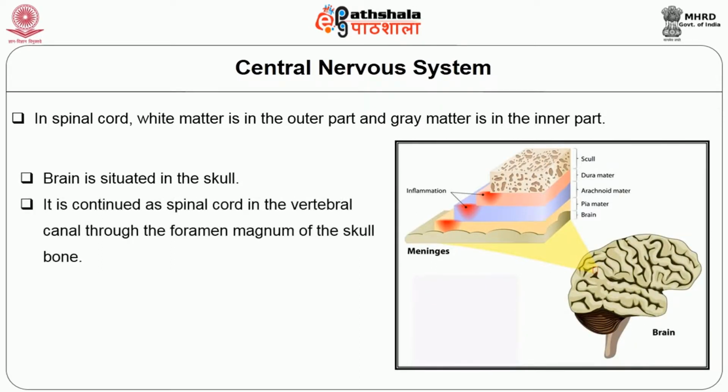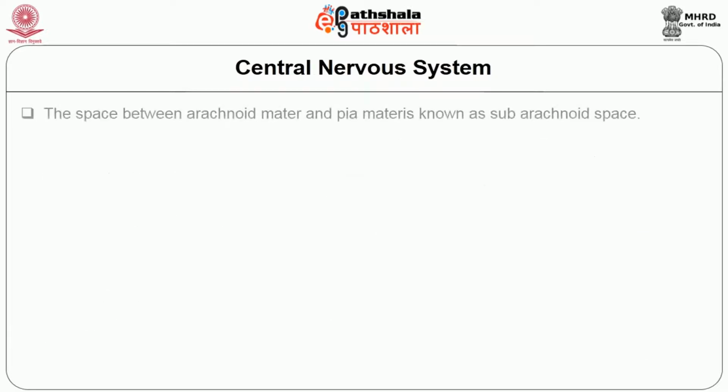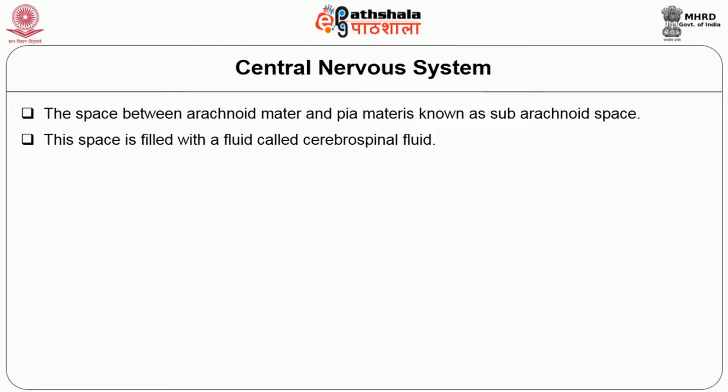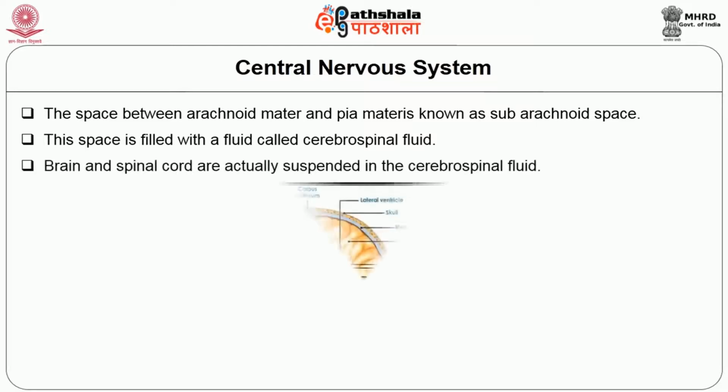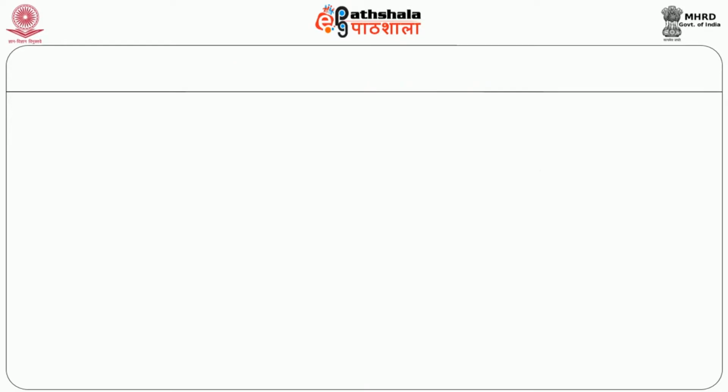The brain is situated in the skull. It is continued as the spinal cord in the vertebral canal through the foramen magnum of the skull bone. The brain and spinal cord are surrounded by 3 layers of meninges called the outer Dura Mater, middle Arachnoid Mater and inner Pia Mater. The space between the Arachnoid Mater and Pia Mater is known as the subarachnoid space. This space is filled with a fluid called cerebrospinal fluid. The brain and the spinal cord are actually suspended in the cerebrospinal fluid. The important parts of the brain and segments of the spinal cord are clearly explained in this. Now let us see one by one.